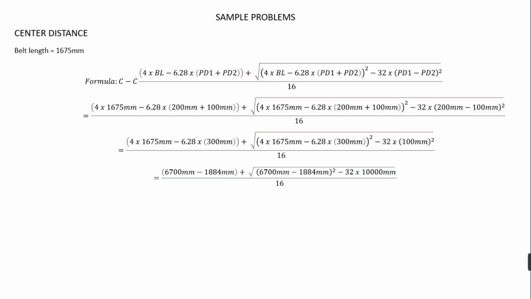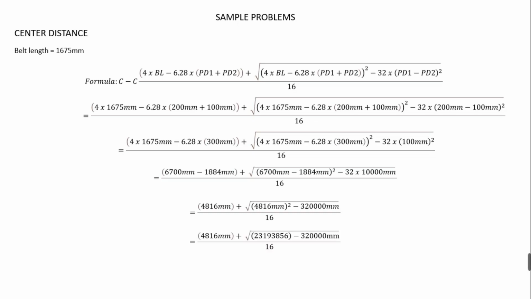So we still need to simplify. Then we will get 4,816 millimeters, which is the difference of this one, plus the square root of 4,816 millimeters squared minus 320 over 16.